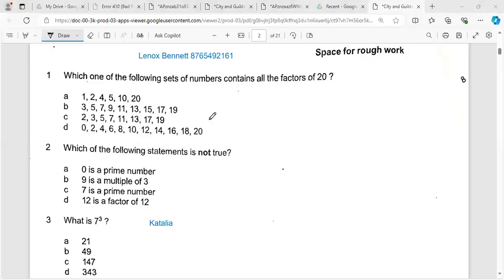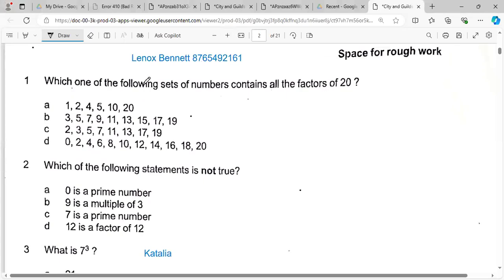Alright, so this one says, which one of the following sets of numbers contains all the factors of 20? The first one, 1, 2, 4, 5, 10, and 20. Factors are numbers that can divide equally into another number without leaving a remainder. So as we can see, it would have been A.